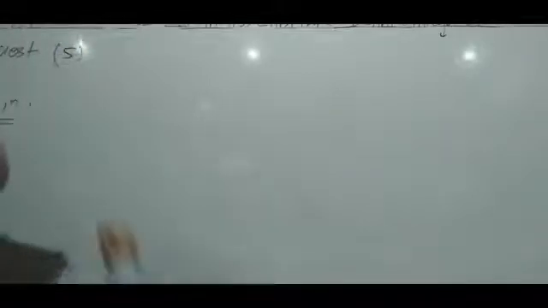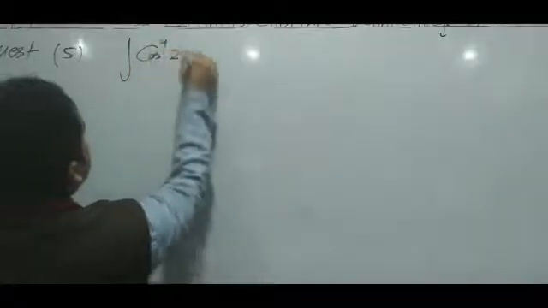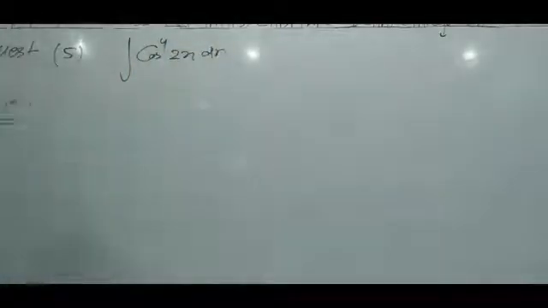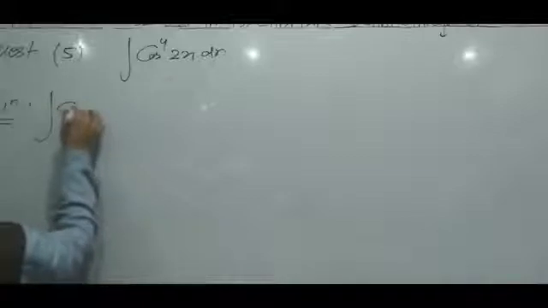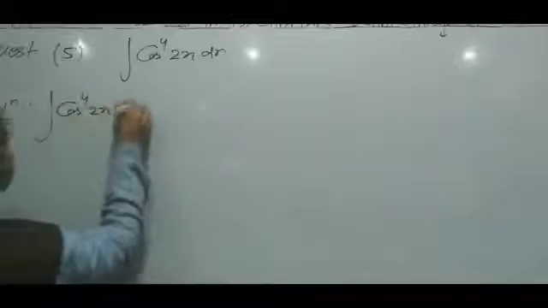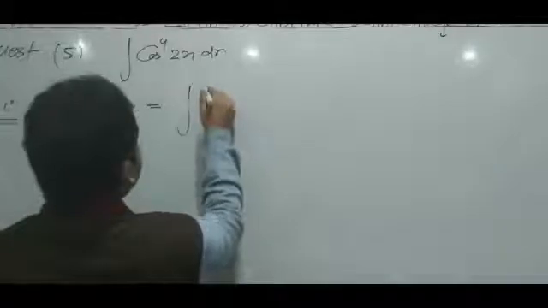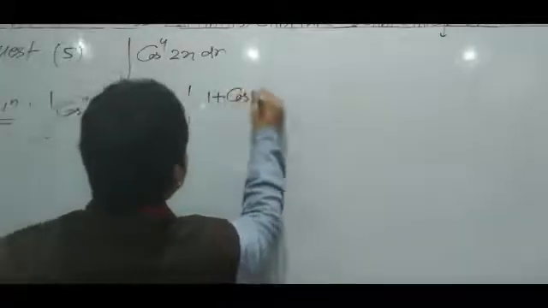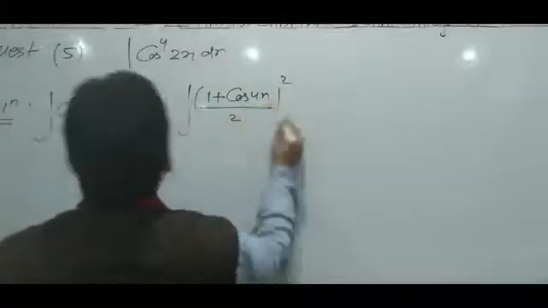Integration over cos to the power 4 2x dx. Now how can we eliminate power 4? We can write integration over cos to the power 4 2x dx. You know the cos 2x formula: cos square 2x we can write as 1 plus cos 4x by 2. So we can write 1 plus cos 4x by 2, whole square.